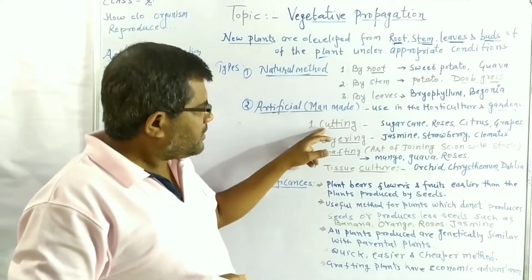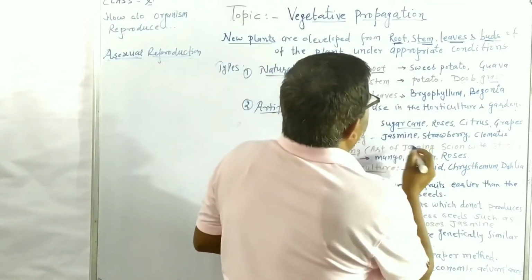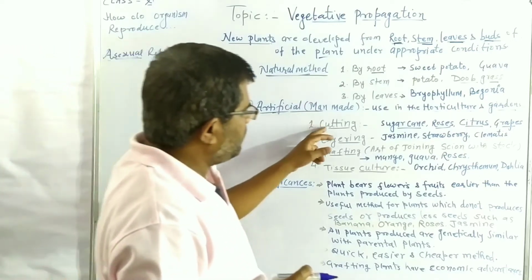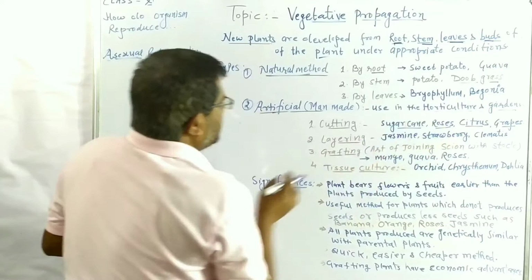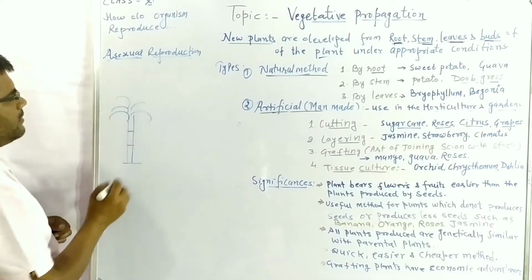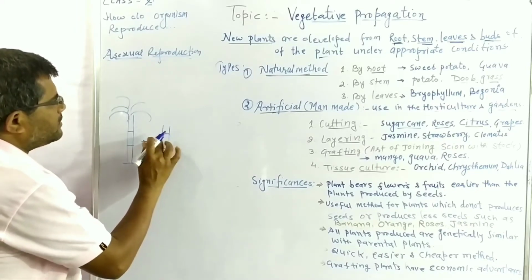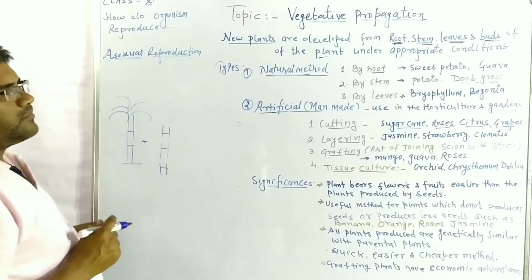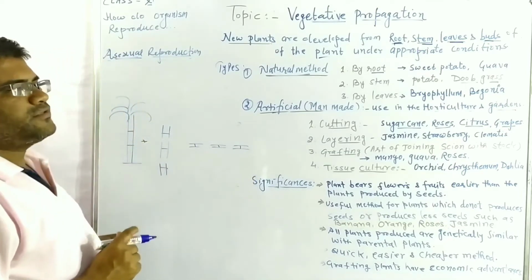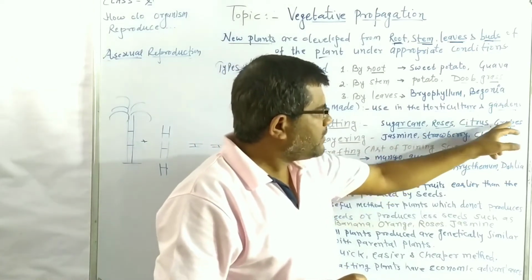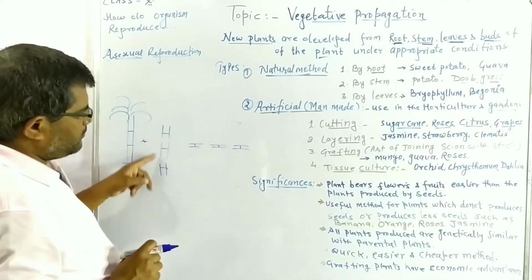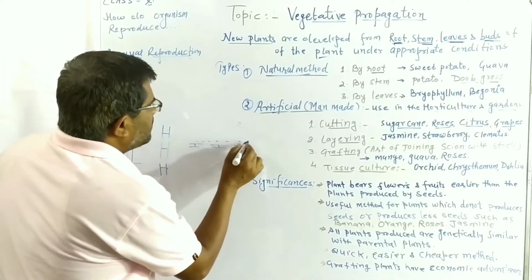The first method is cutting. This cutting process is generally done in sugar cane, roses, citrus plants and grapes. Take one example. What is cutting? First, the sugar cane. When a sugar cane plant is taken, we have to cut the stem. Once we cut the stem of the sugar cane, pieces of sugar cane are made: this is one piece, another piece, and this piece. Similarly, pieces of roses, citrus or grapes are made. These pieces of stem are then covered with moist soil.